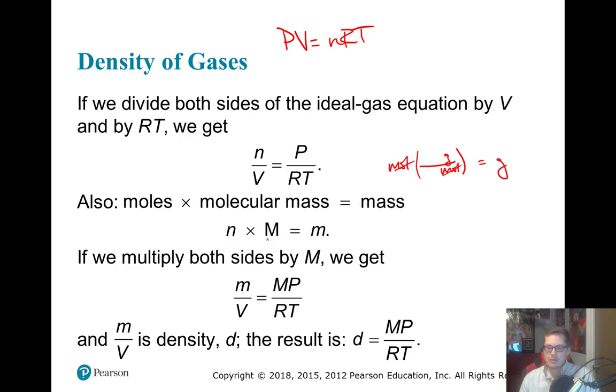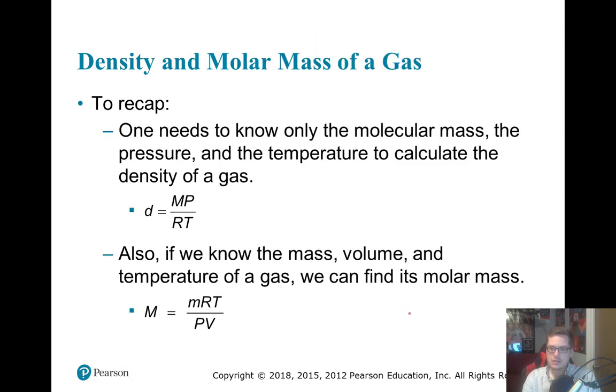So n times capital M, they're using this as their molar mass, equals m. If we multiply both sides by this M value, then the n will turn into a mass, and we get the molar mass right here. So mass per volume equals the molar mass times the pressure divided by the R constant times temperature. And we know that mass per volume, or grams per liter, is density. So we can use this formula, density equals MP over RT, to calculate the density of our gas, as long as we know the molar mass, the pressure, the gas constant, and the temperature.